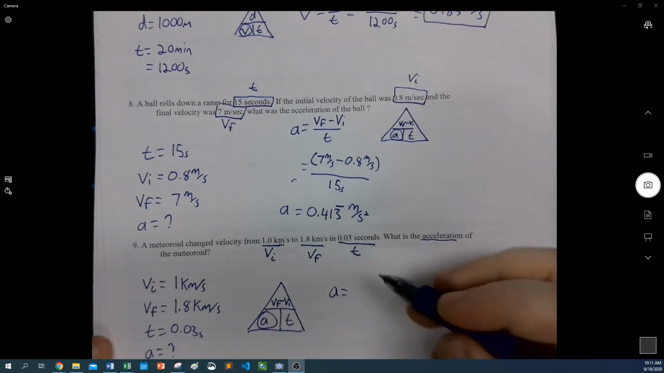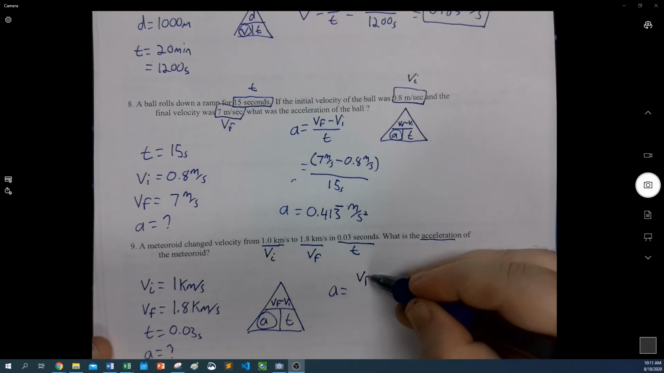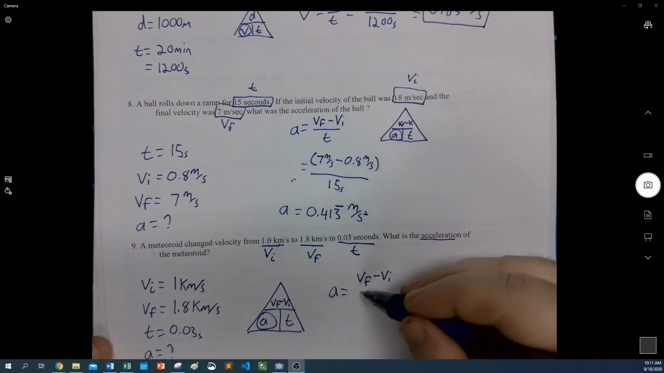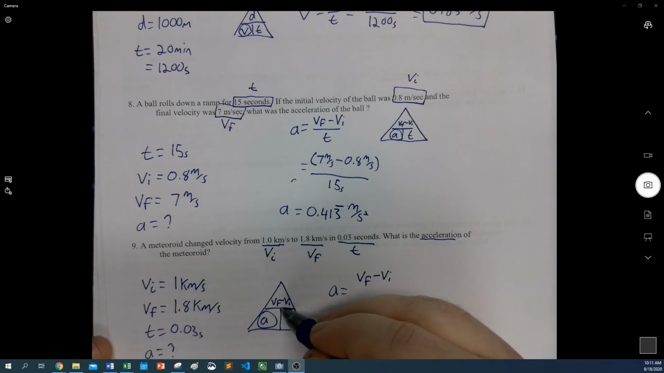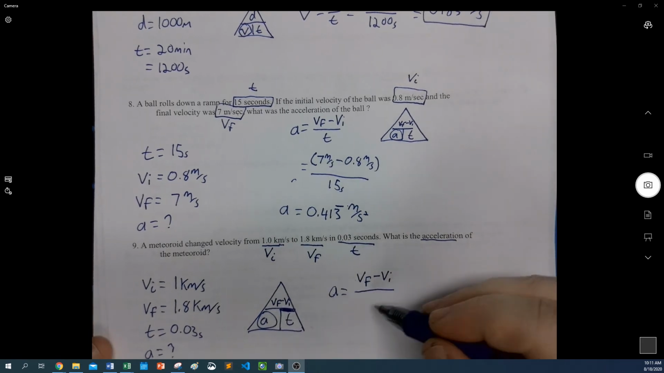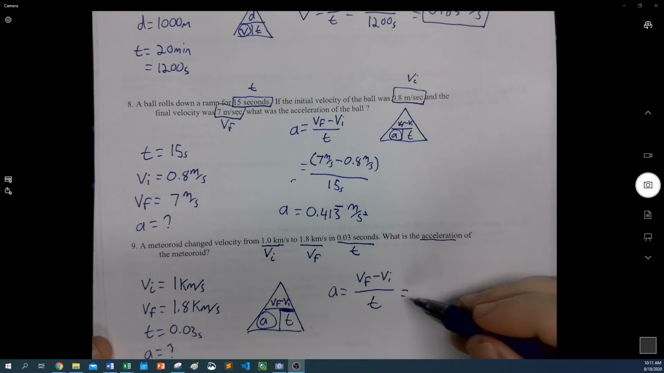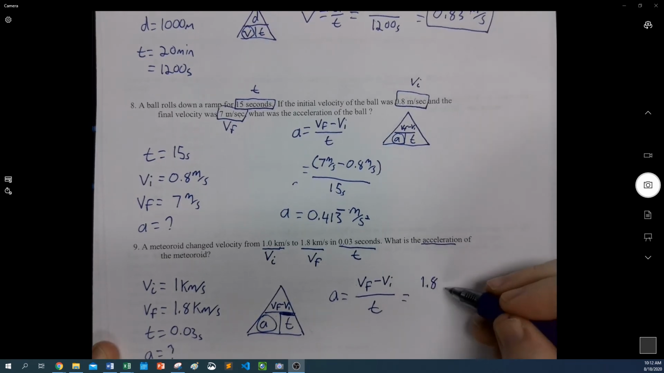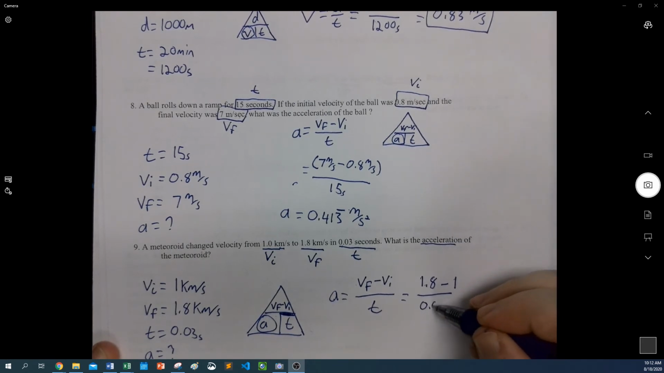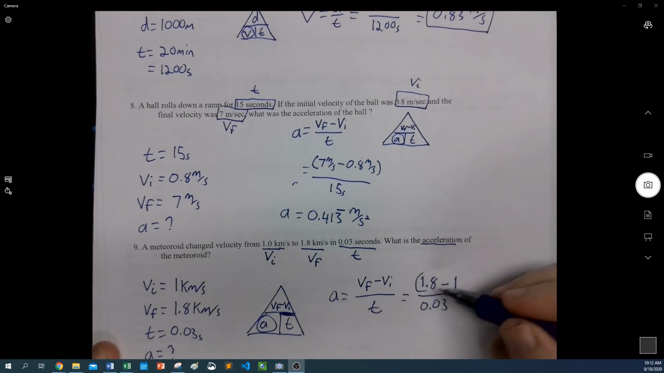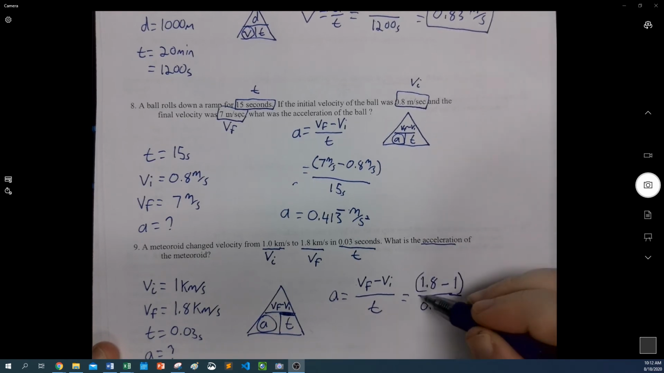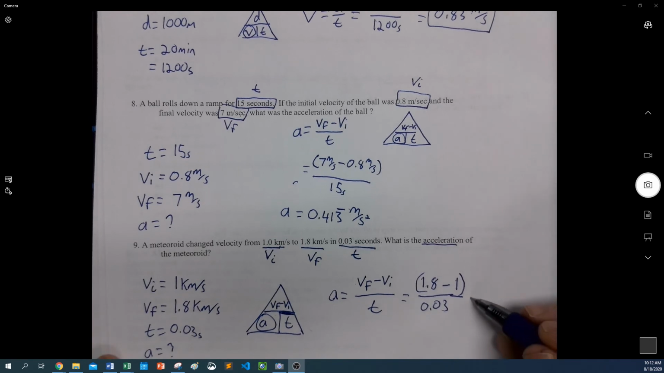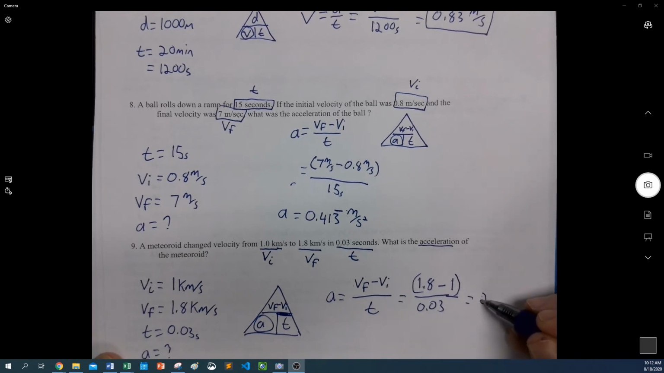So acceleration is going to be VF minus VI divided by T. Plugging that in, that would be 1.8 minus 1 divided by 0.03. When putting it in a calculator, I always put parentheses around these terms. You should get an answer of 26.6 repeating.